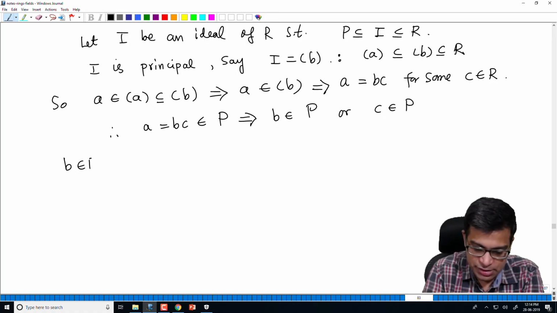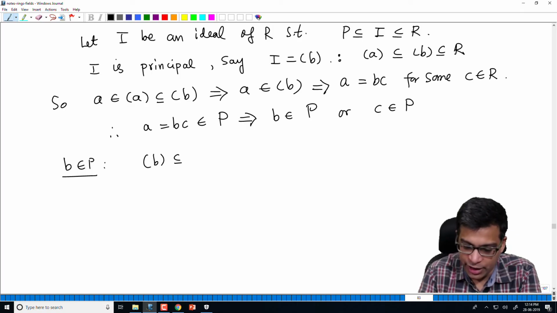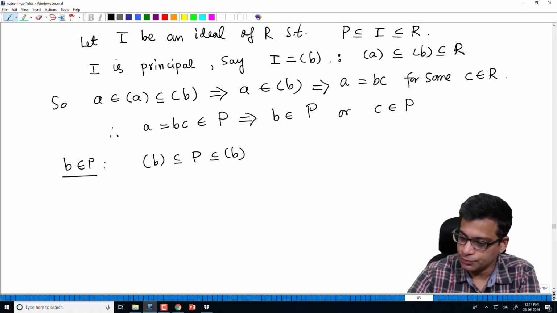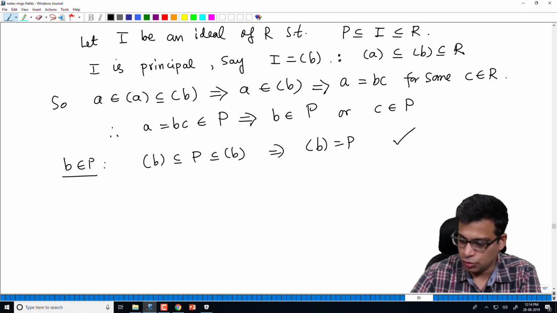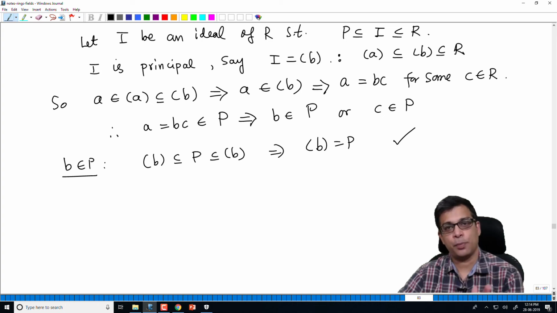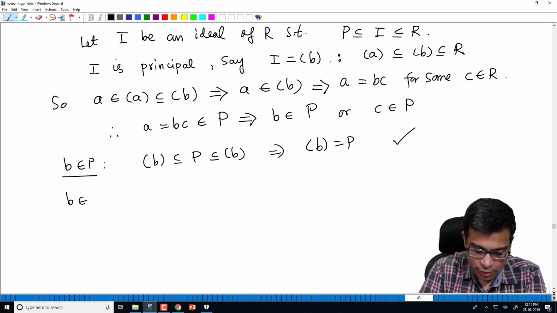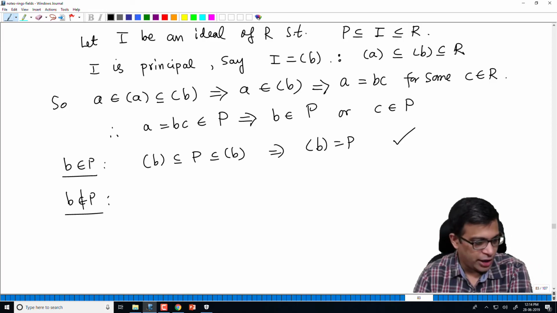Both cases give us something, right? So suppose B is in P. In this case, the entire ideal generated by B is contained in P. That means, of course, we know that P is contained in the ideal generated by B by hypothesis. That means the ideal of B is equal to P. So this is okay. I am trying to prove that there is no bigger ideal. In this case, it just happens to be the same ideal. Suppose B is not in P. Okay, then what do we have here?